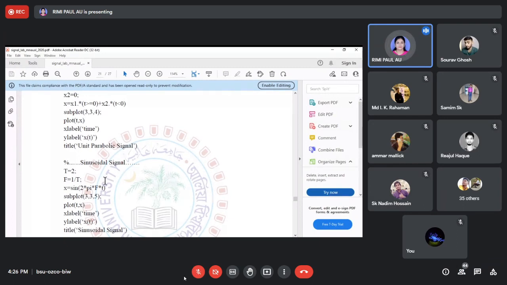So sin omega t, omega means 2 pi f, so 2 pi f t. Okay, so f is key. F is equal to 1 by T. What is T? T is given as 2. So you can change your frequency also. 1 by T means 0.5. So 2 pi into 0.5 into t. So this is your signal. Next you can draw this sine signal.